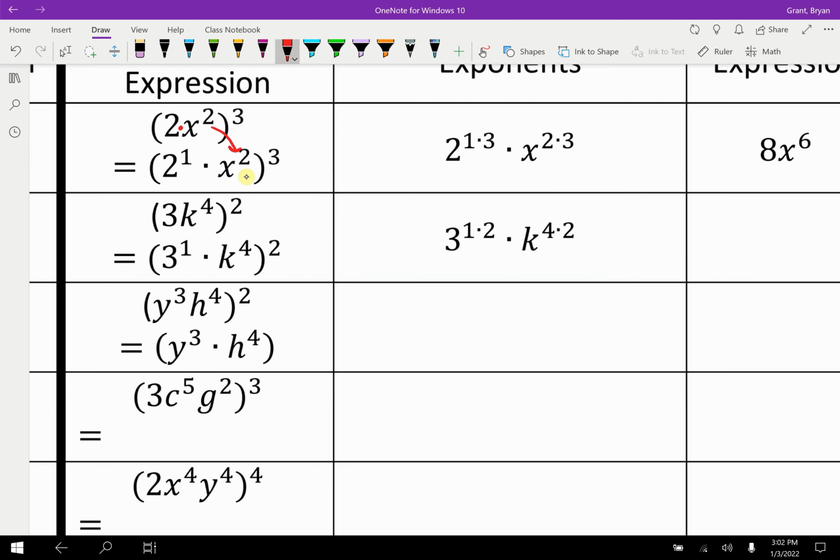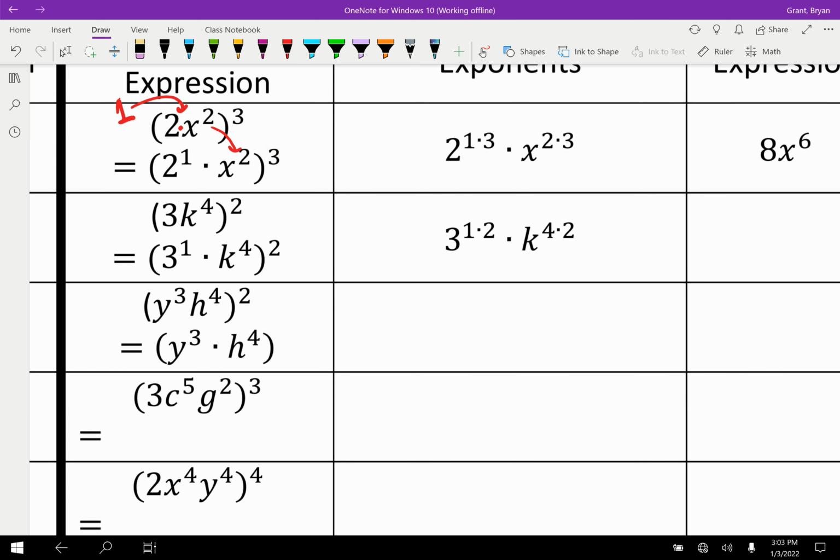The 2 stays with the x squared, but there's only a single 2 right here. And so although nothing is written in the exponent spot, we can always put an invisible 1 if there is only one of a number or a variable. And so you'll notice when I split it, I put a 1 here.